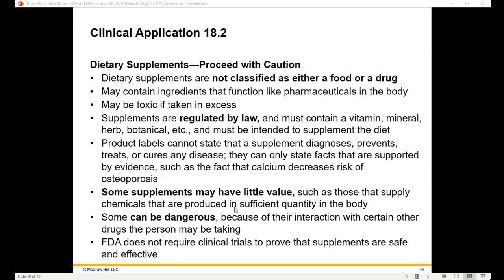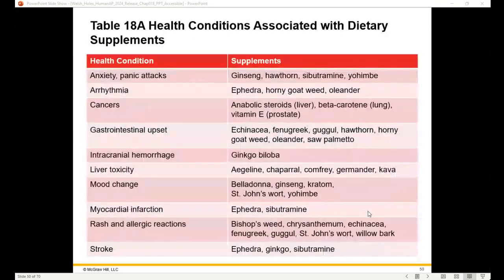osteoporosis. Some supplements may have little value, such as those that supply chemicals that are produced in sufficient quantities in the body. Some can be dangerous because of their interaction with certain other drugs the person may be taking. The FDA does not require clinical trials to prove that supplements are safe and effective. This table shows you some health conditions associated with dietary supplements.